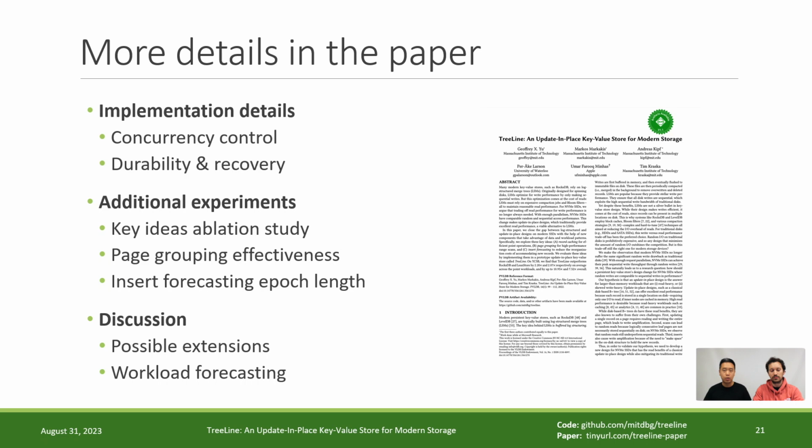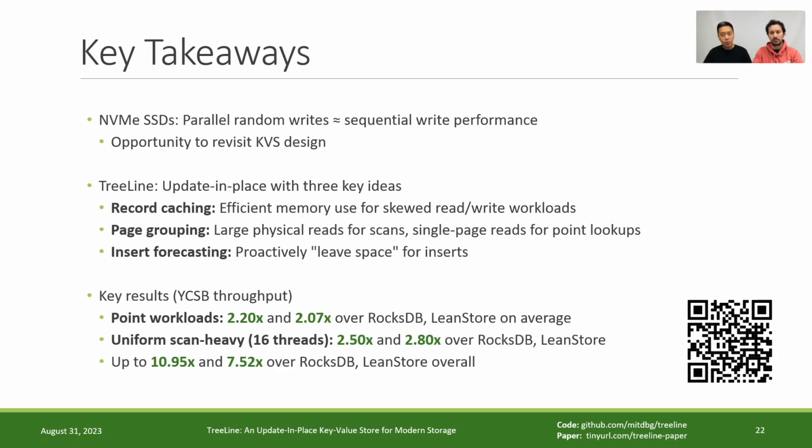So we wanted to conclude with some key takeaways. With NVMe SSDs, parallel random writes are now approaching sequential writes in performance, especially in throughput. And this is an opportunity to revisit key-value store design. Treeline takes advantage of this by proposing three key ideas to adapt update-in-place key-value store designs to this new performance paradigm. And that is having record caching to get more efficient use of memory, page grouping so that scans can leverage the better physical read throughput, and having insert forecasting to proactively leave space for inserts.